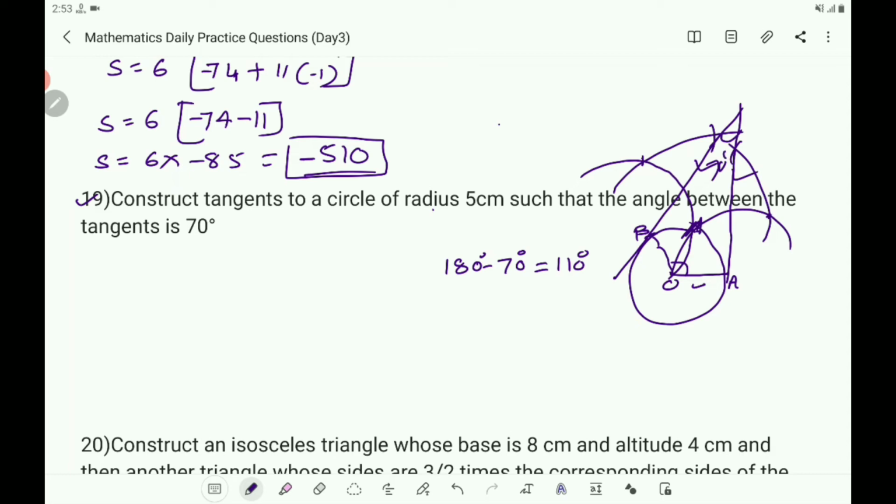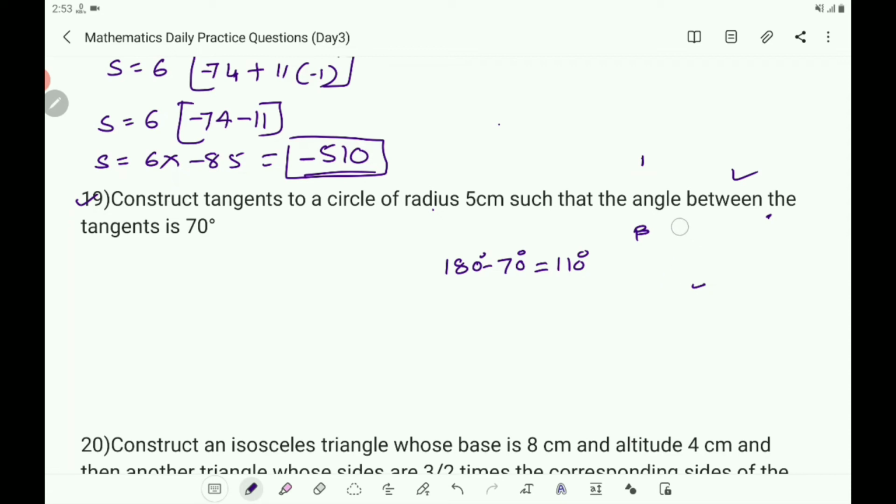equal to 70 degrees. That is the steps involved in the construction of a pair of tangents with the angle between them 70 degrees. So children, go through the video lesson and follow the steps to do the construction.